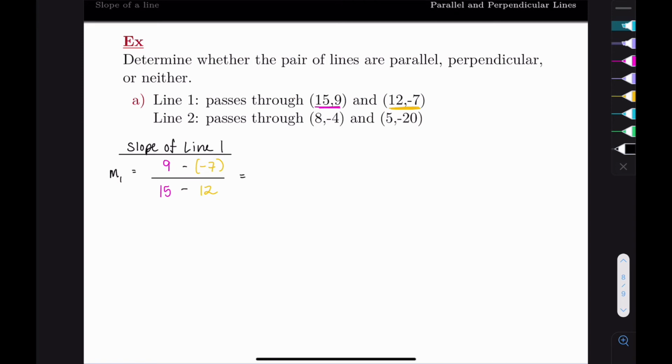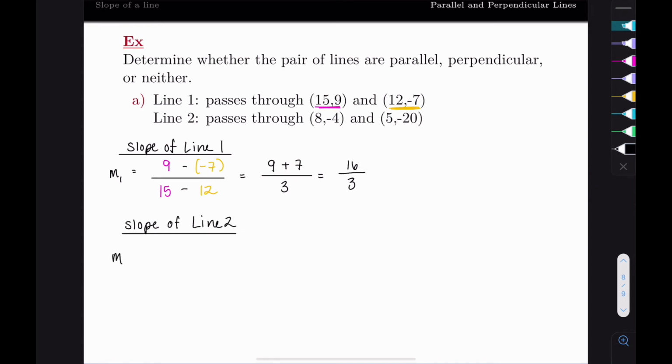So this leaves us with 9 plus 7 in the numerator, and then 15 minus 12 is 3 in the denominator. So if we add that top, the slope is unfortunately not a nice number. It is 16 over 3. So we've got the slope of our first line. We need to compare it to what the slope of the second line is.